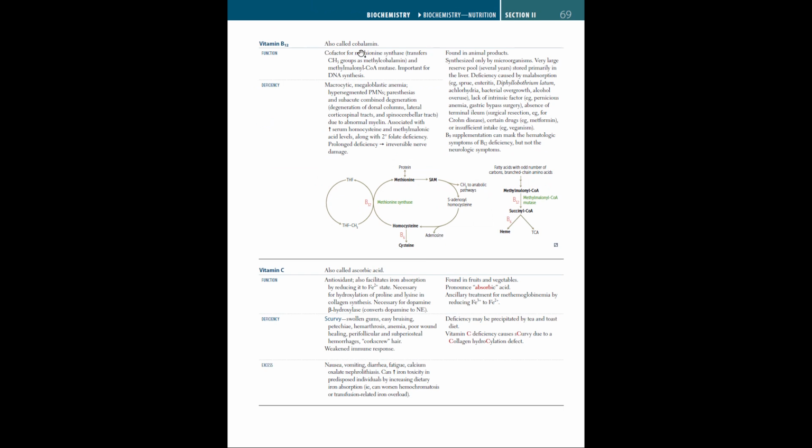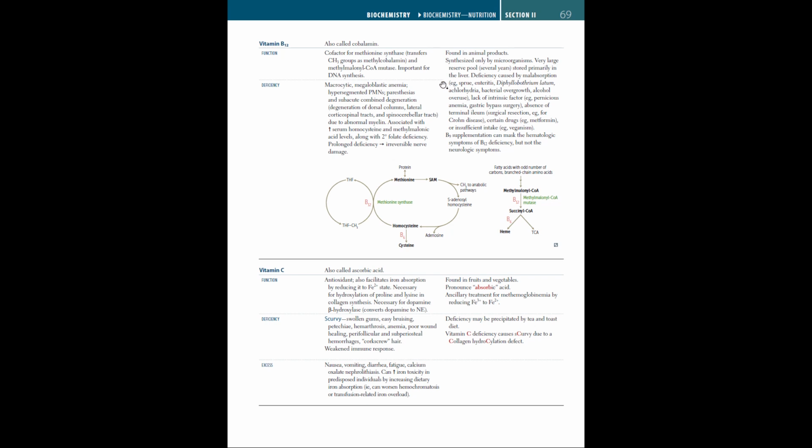Okay, next we have vitamin B12. Now this is also called cobalamin, and this functions as a cofactor for methionine synthase, which transfers CH3 groups as methylcobalamin, and methylmalonyl-CoA mutase, and this is very important for DNA synthesis. Now, vitamin B12 is found in animal products and is synthesized only by microorganisms and has a very large reserve pool in the body that lasts for several years and is primarily stored in the liver. And mostly deficiencies are caused by malabsorption.